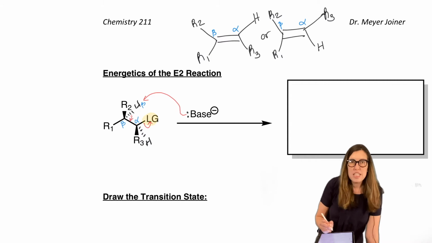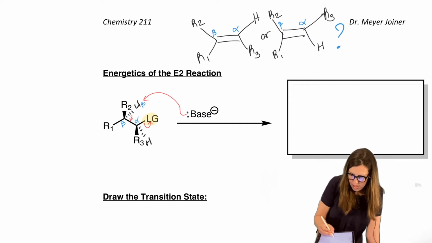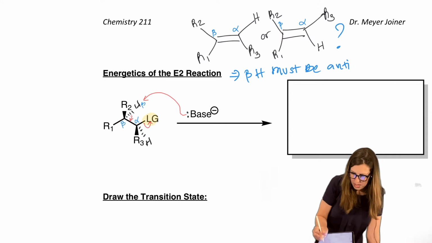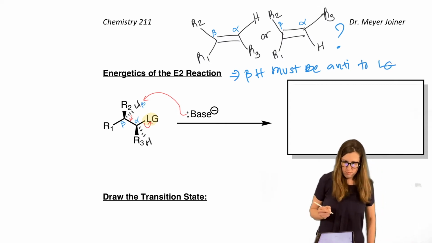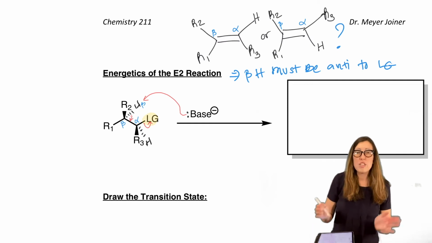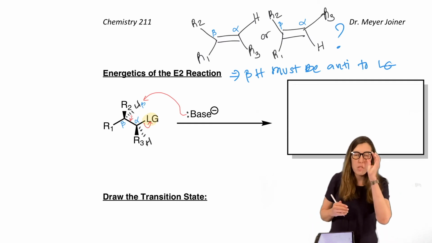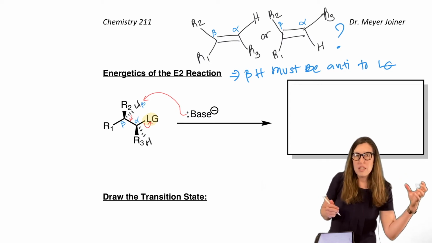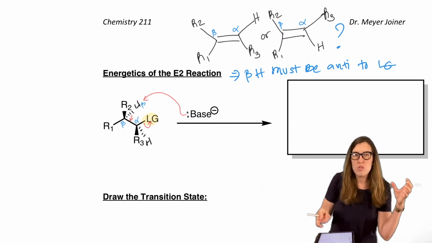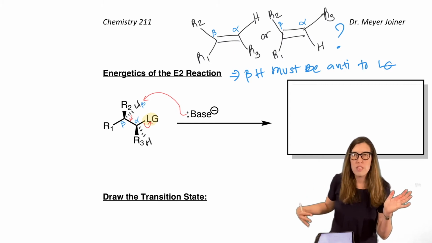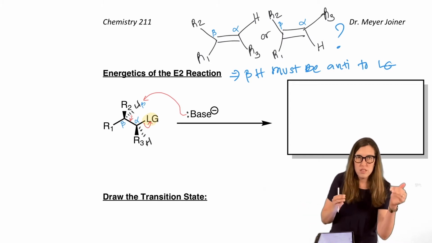So how do we see anti-relationships best? In other words, we want to make sure that the beta H must be anti to the leaving group. So we're going to have a big question mark here, and it's going to be: beta H must be anti to Lg. Okay, that has to do with orbital alignment, right? If you're going to make bonds from taking the H off and using its same electrons to make a pi bond, we have to have the orbitals aligned so that when the leaving group leaves, it's actually ready to use that orbital to fill the pi bond.